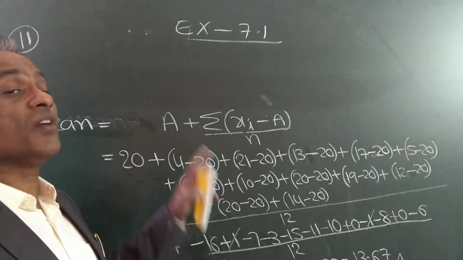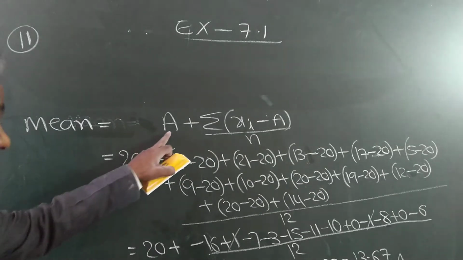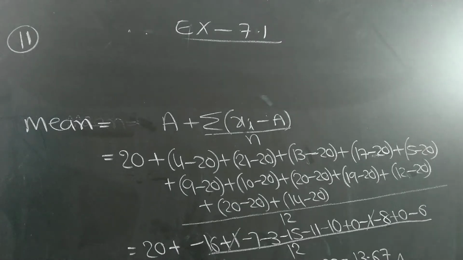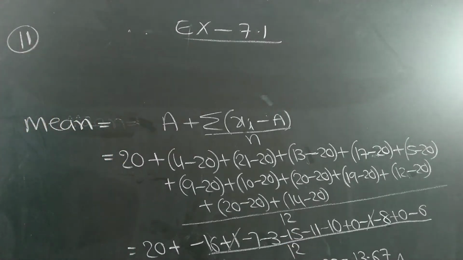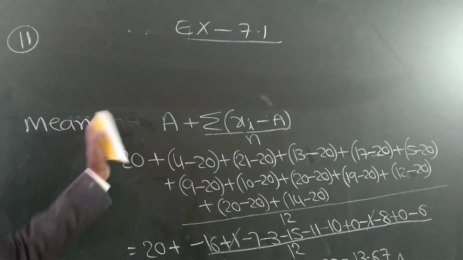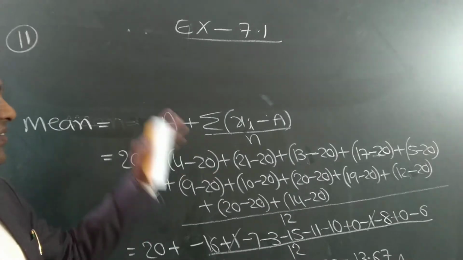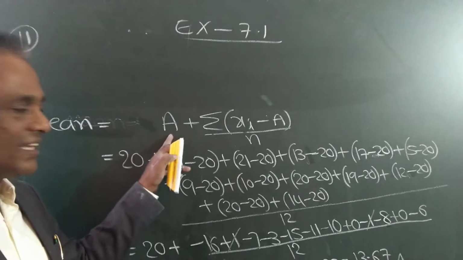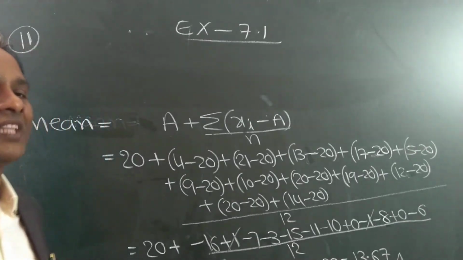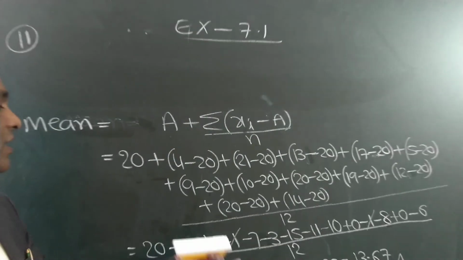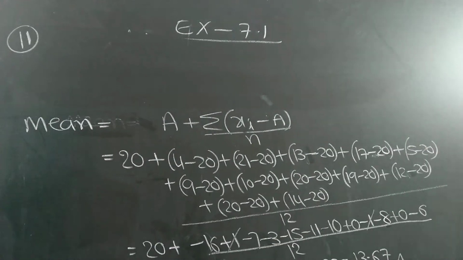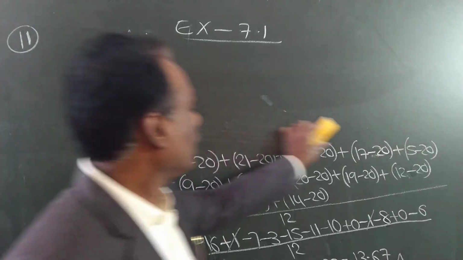Hence, irrespective of A, mean is same. Any number, mean will be same. Yesterday we took a different number, now I took 20. So the answer will be same. That means in the given numbers, any number we can take as A. So irrespective of A, mean is same. That is our comment. So that is over.